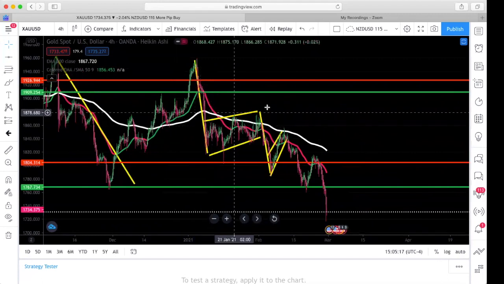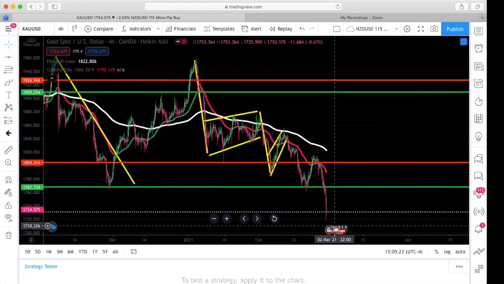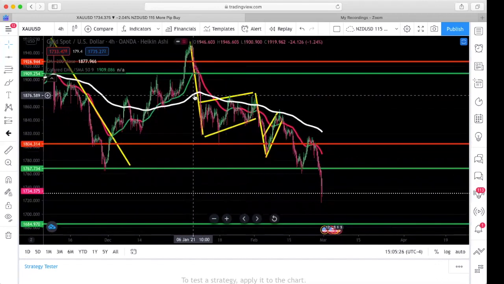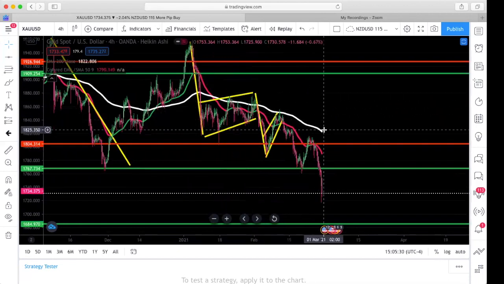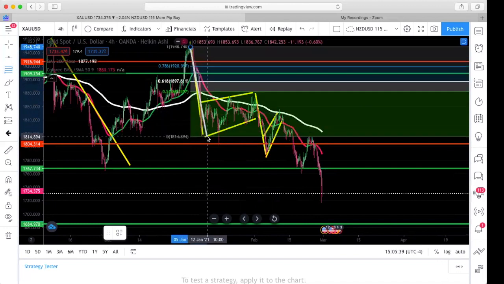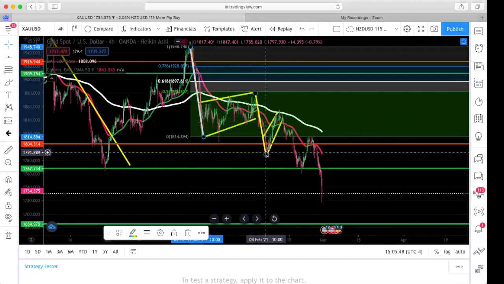We had the impulse, we had the flag, we had the continuation, and that repeated again and again. Okay, notice price is staying below the 200 EMA. So let's draw our fibs tool here. And what do we see, guys? What do we see? Price pulls back to the 50 and we get a continuation.